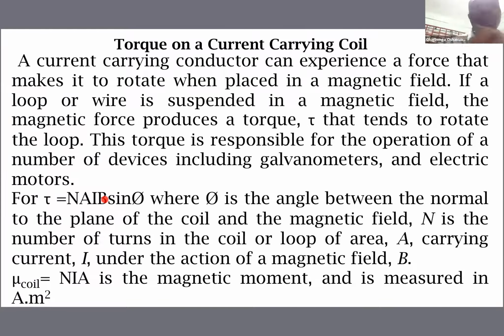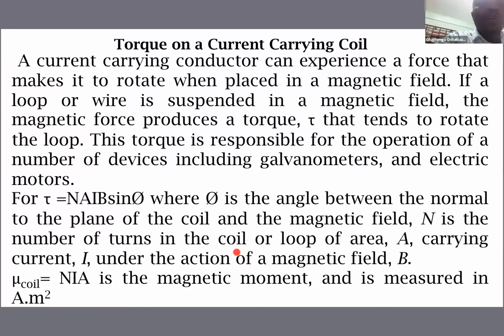And when current flow and magnetic field are in the same direction, where theta is 0 degrees, then we should expect 0 torque. Sorry, not theta, phi is the angle between the normal of the plane of the coil and the magnetic field. N is the number of turns in the coil. So when you have a large number of turns in a coil, you experience larger torque.